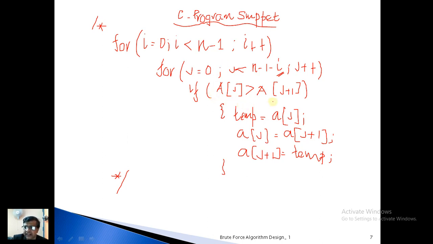If a of j is greater than a of j plus 1, you have to take a temporary variable and swap: a of j gets vacated, it takes a of j plus 1, and a of j plus 1 gets vacated and is filled with what exactly temp contains. So after the completion of these two for loops, what you get is a sorted array. And you should remember here, if every comparison needs swapping, it is a very big exercise in bubble sort. Swapping is a laborious exercise in bubble sort.